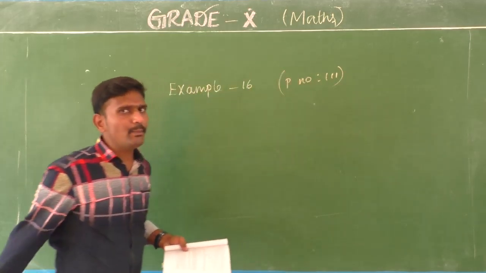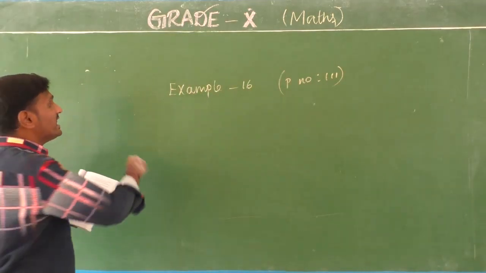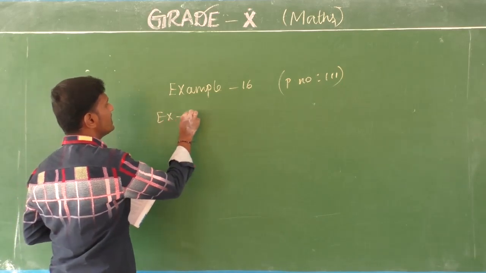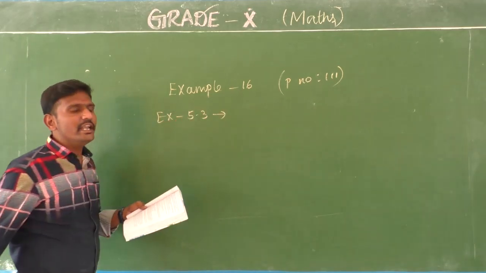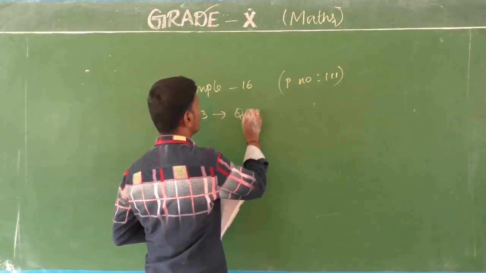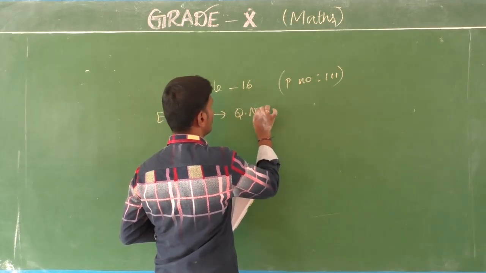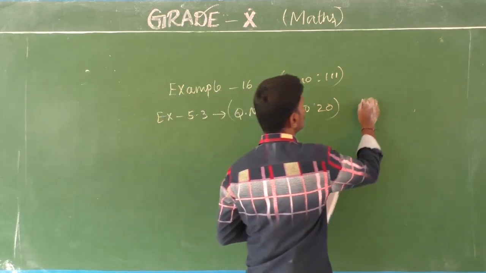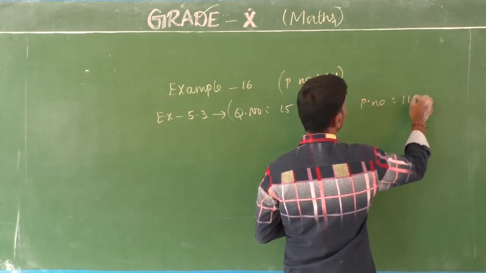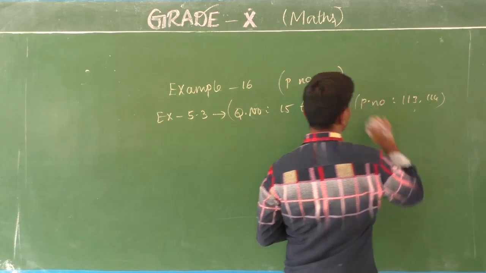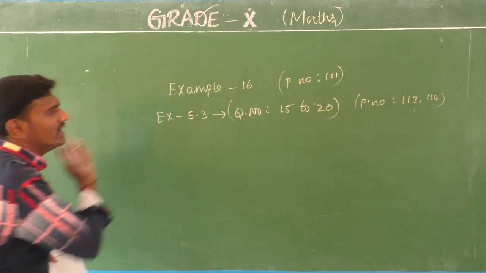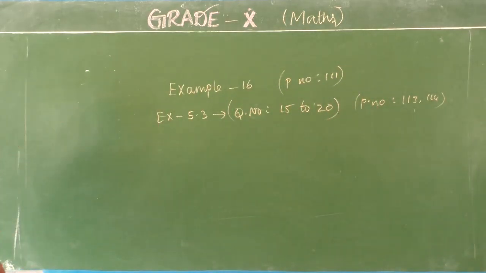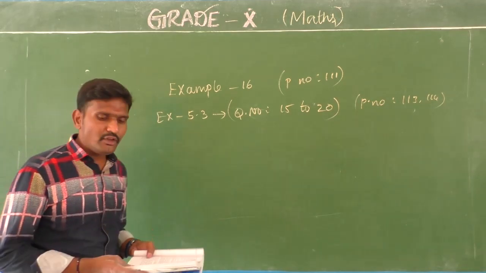Okay, you have a deleted portion of this. And coming to the exercise, Exercise 5.3. You have the deleted portion of question number 15 to 20. So this one is on page number 113 and 114. Yes, students. So these are your deleted portion in the chapter Arithmetic Progression. Have you got it, children?